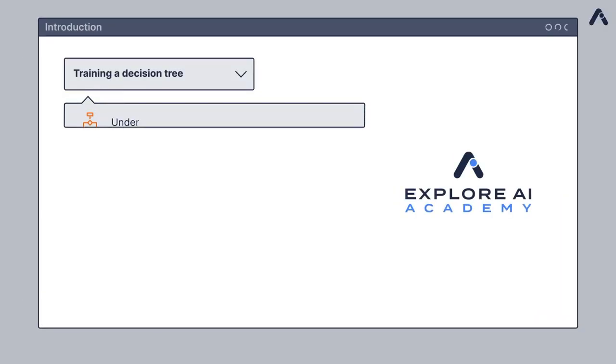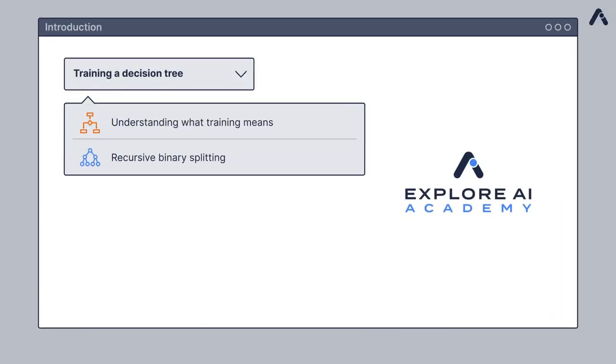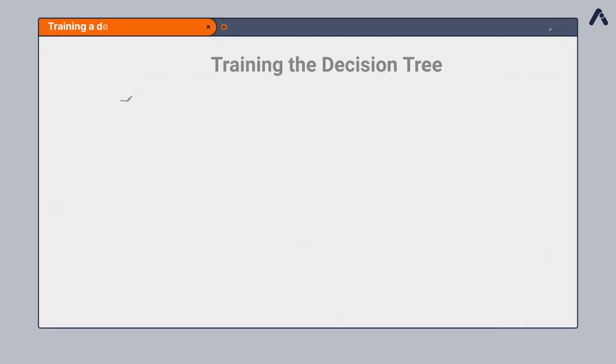Hello again. All right, we have a very basic idea of what a decision tree is and how data moves through it, but how on earth does it learn how to make predictions? This process, known as training, is crucial in all machine learning tasks. Let's unpack how a decision tree is trained.